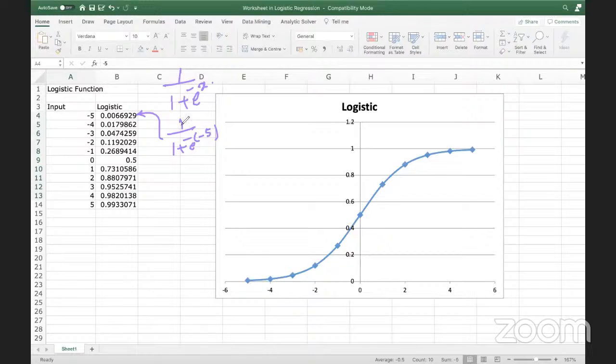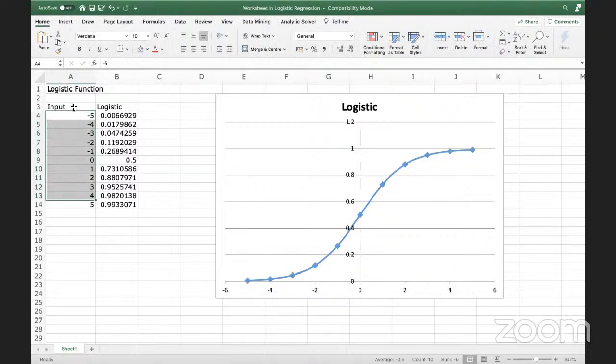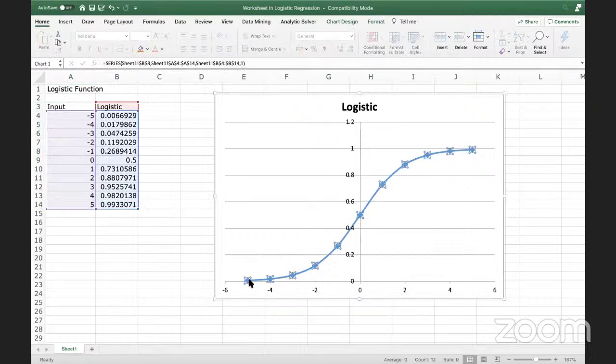These are the outputs of the logistic function, and you see the values are between 0 and 1. Now take these values and plot them. The input is x and this is y. The plot has an S-shaped curve. When you have a value of -5, what is the value of the logistic function? Y is 0.006. For -4, you have a value of 0.01.